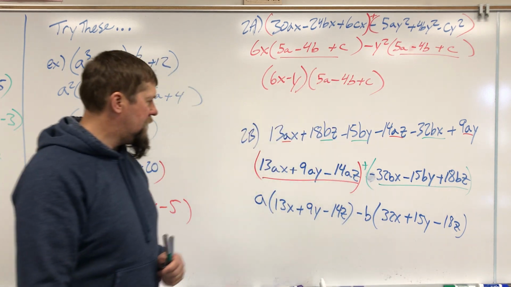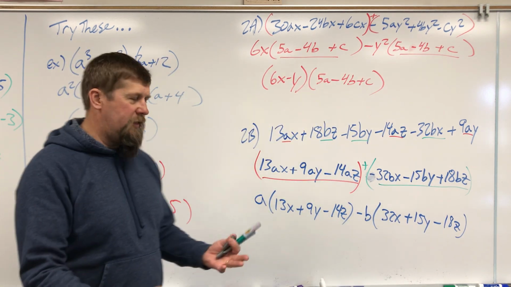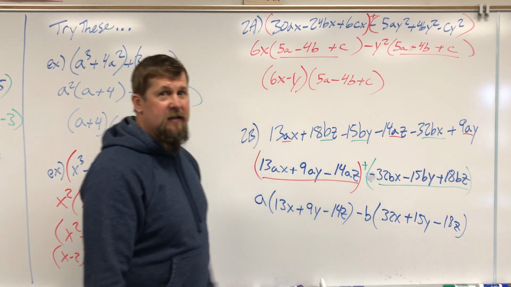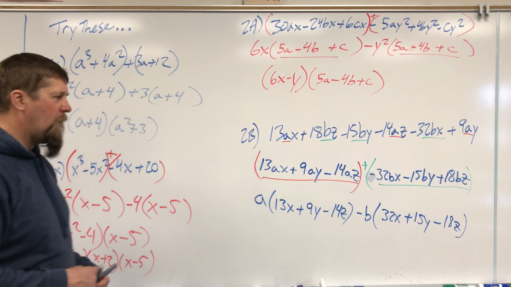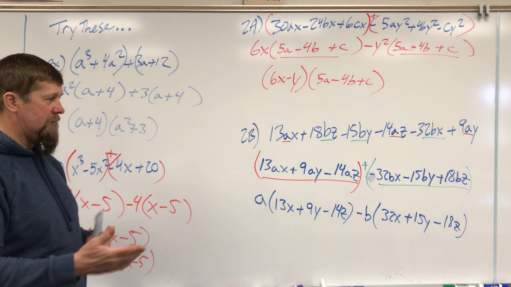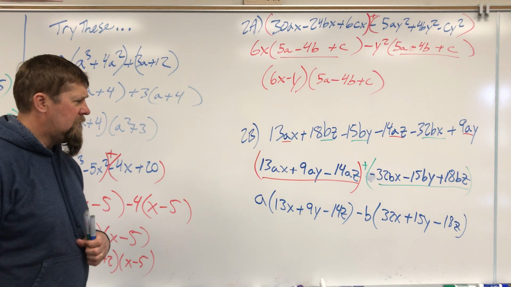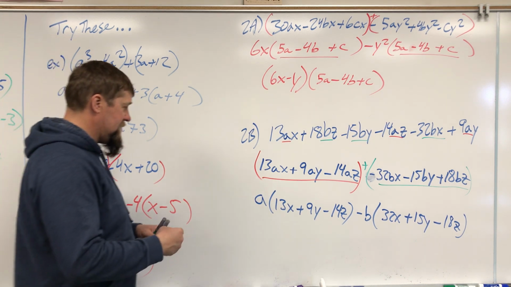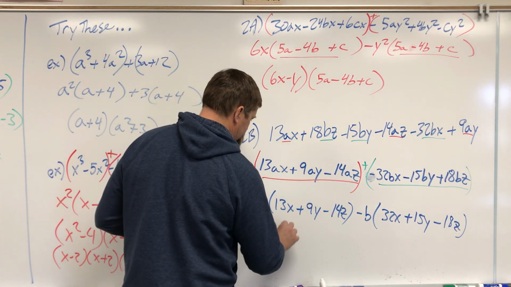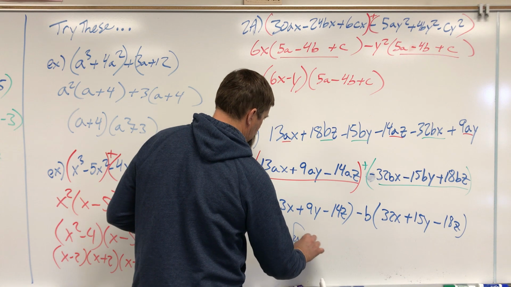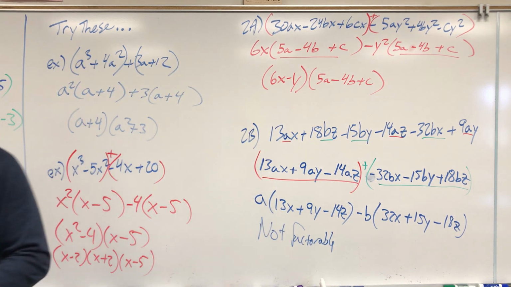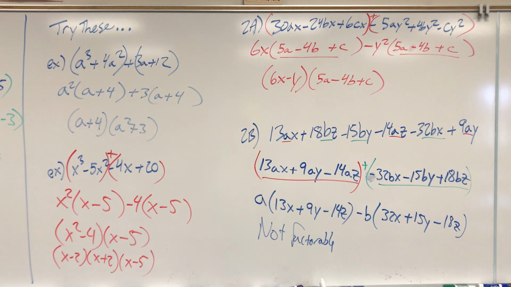Okay, the only thing that I could do is go with that, and if you noticed, what's inside is not the same. And there's no way I can get them to be the same by taking something else out. So there, I believe we are done. This is not factorable. And that's it for factoring by grouping.